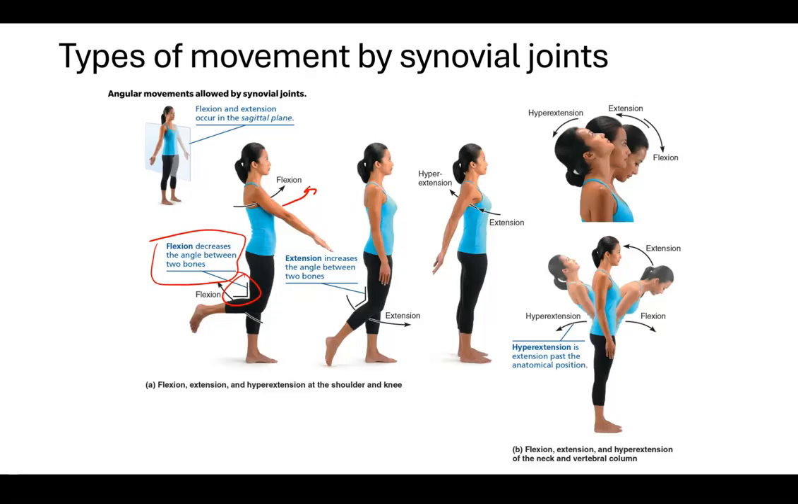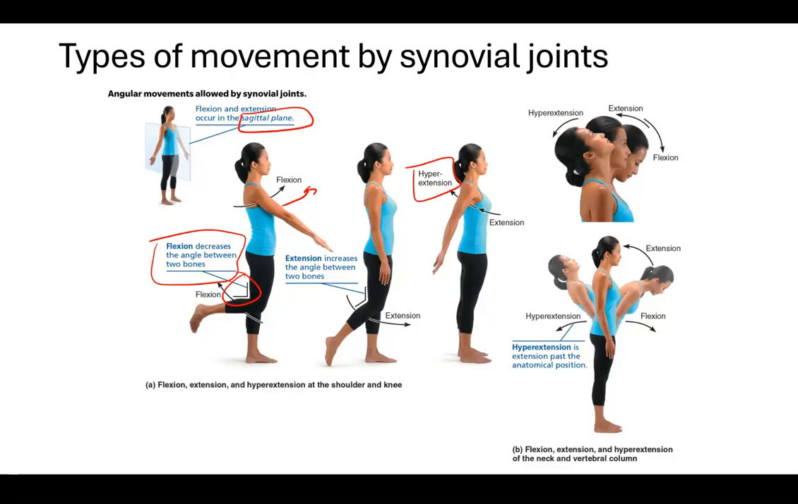Extension is going to increase the angle between 2 bones. Again, it's really easy to visualize on the lower limbs here, but with the shoulder, extension would be moving it back behind you. And the further you go back, eventually once your shoulder is fully behind you, that is called hyperextension. So flexion and extension are occurring in the sagittal plane, right? The sagittal plane separates right from left. So you're moving front to back in flexion and extension. It's like your right and left body parts are moving within that front to back plane.